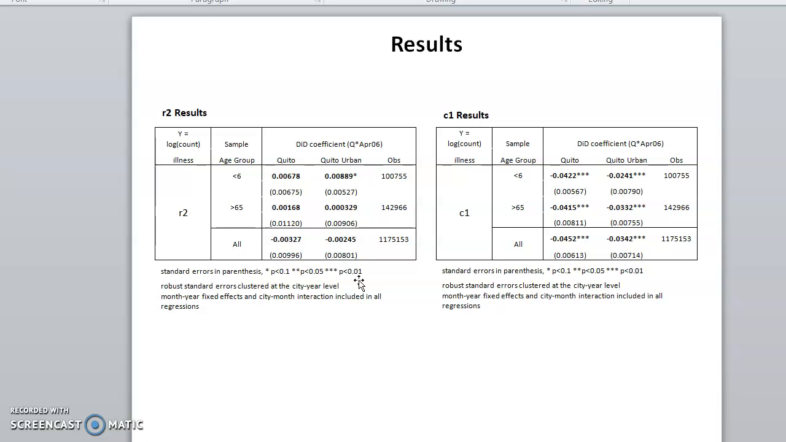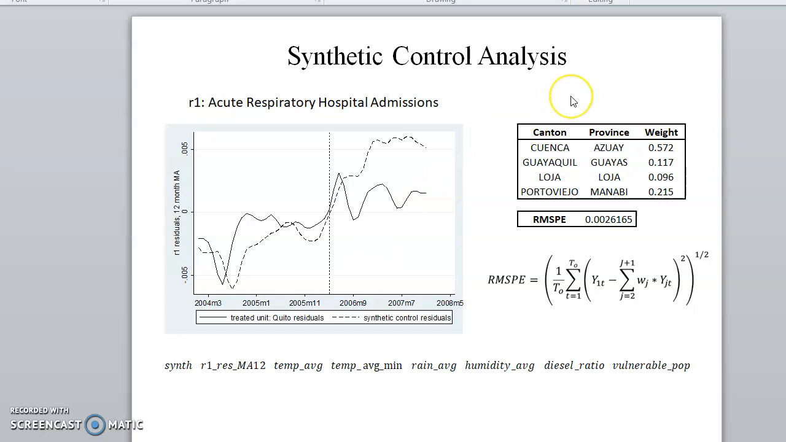However, I added synthetic control analysis to this just because the problem with small groups and different inference becomes unreliable, and so it's good to complement it with synthetic controls. When I run the synthetic controls, I see that there is an effect for R1. This is the one that minimizes my root mean squared prediction error.